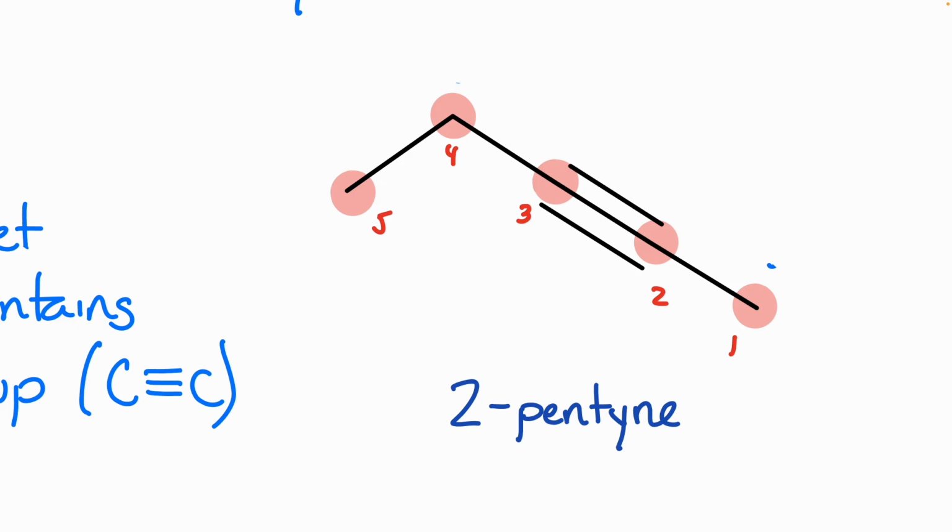Okay, we have those 5 carbons in our parent chain, so that's where that pent prefix comes from. This is a triple bond now, so the ending that we will use is yne, and we've got to refer to the location of that triple bond with that locant number. Cool. All right, let's just practice this.